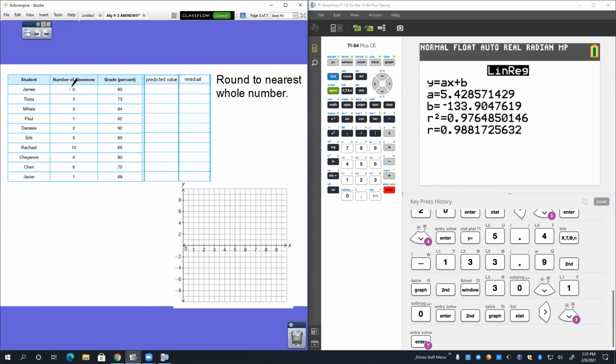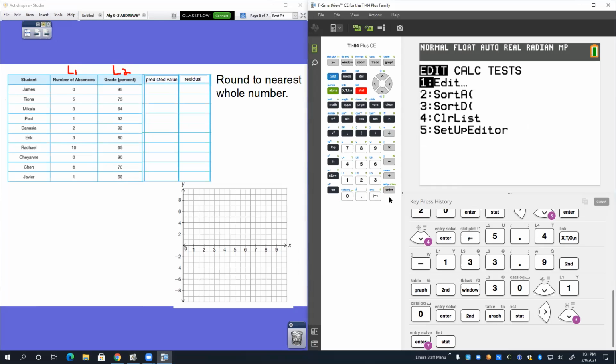All right, on this one, we have the number of absences and your grade. So this is going to be your L1. This is going to be your L2. So let's go ahead and type those in.